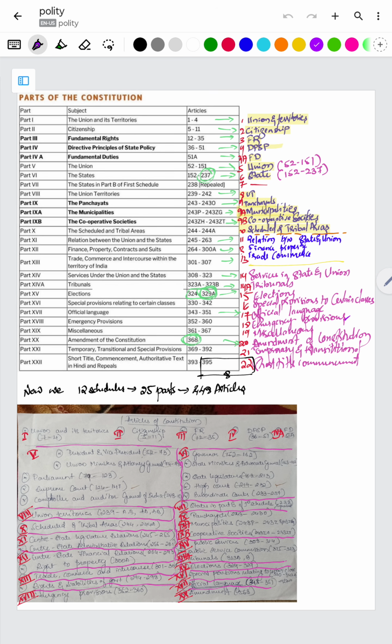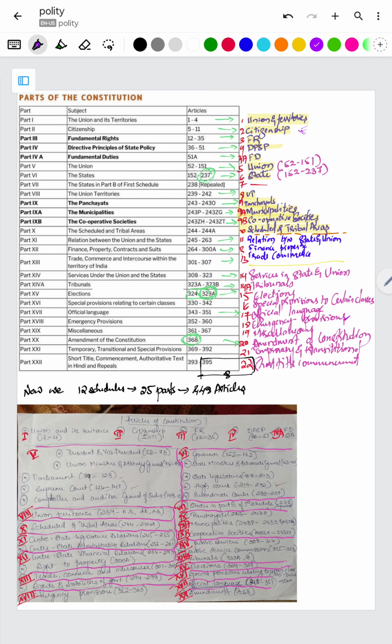What all parts come, which all articles come under which part? 1 to 4 first, you would remember it. 2 citizenship 5 to 11. And here is further segregation. This I need to read. I will make a separate video on this. Fundamental rights, citizenship, DPSPs, fourth, fifth, fundamental 4A, fundamental duties. Till here everyone would remember. What comes fifth one and sixth one, union and state. You can directly remember union and state.